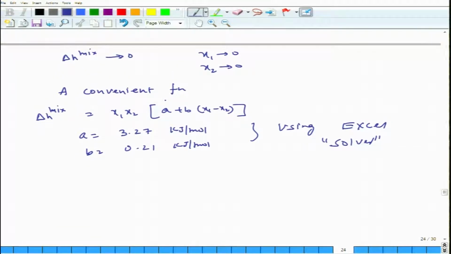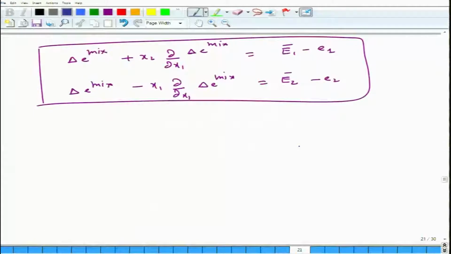Now, since this model fits well, I have this discrete data in a continuous expression, which is the analytical expression. Now, I can find out H1 bar minus H1, which is nothing but delta H mix plus x2 del by del x1 of delta H mix. This comes directly from the expressions which we have written here. Here, instead of E, I am just putting H.